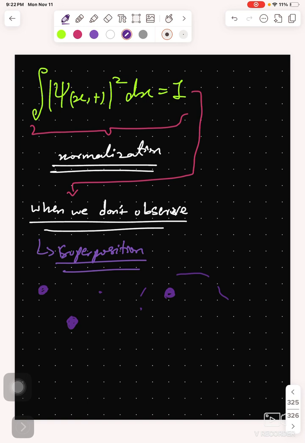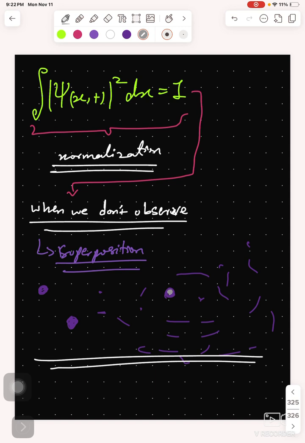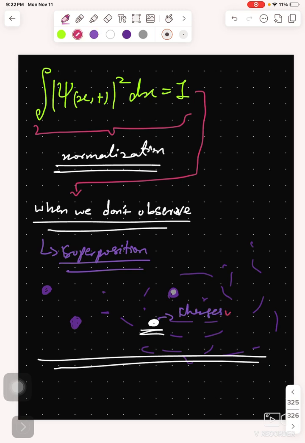And when we observe it, the particle now has a certain point. It changes when observed.